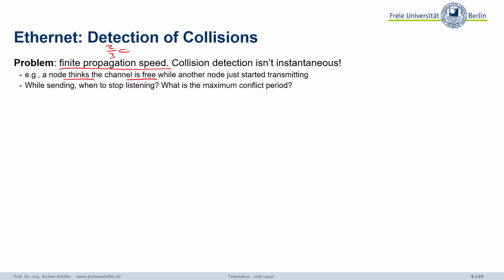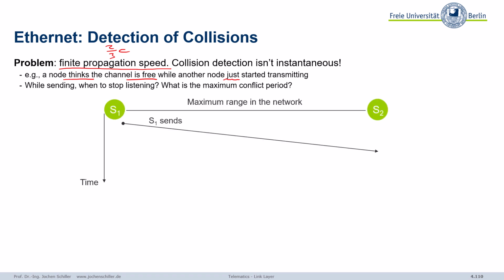One other node just started transmitting, could be exactly the same time or a bit earlier, because it takes a while before the signal travels to your node. So while you send, when should you stop listening? Should you listen all the time? Well, maybe that's not necessary, because as soon as someone started sending, after some time all the nodes should hear my signal, and then according to this mechanism, no node should access the medium, because we do carrier sensing. So the question is, what is the maximum conflict period?